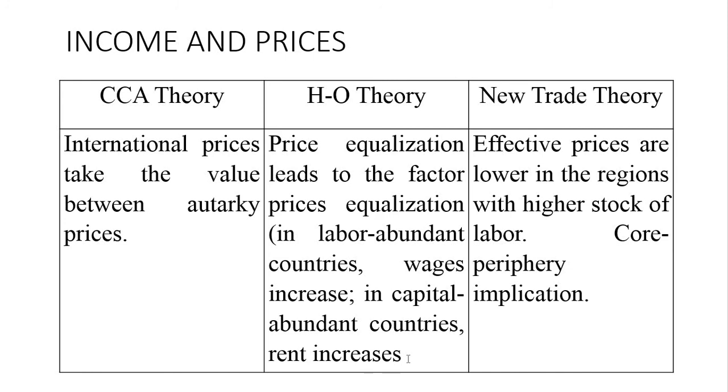In contrast, under new trade theory, instead of equalization, we expect divergence. So, as we discussed last time, effective prices are lower in the regions with higher stock of labor. And firms will tend to reallocate to the regions with the higher stock of labor. Again, you can check the formal proof in the previous video. I will not get back to this right now. But definitely this is enough to know in order to pass the final exam.